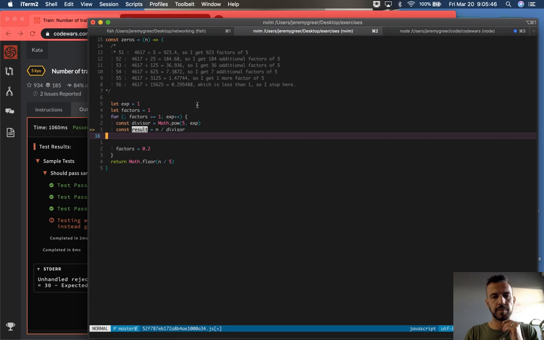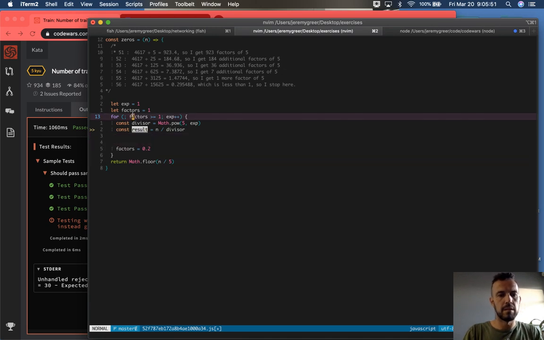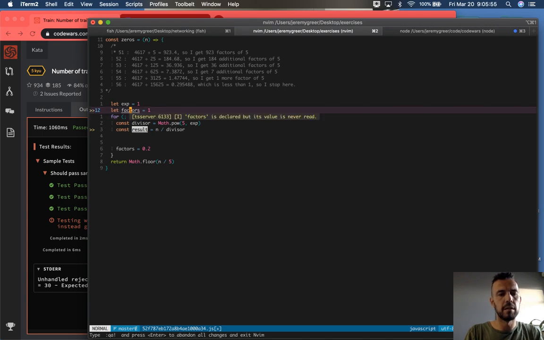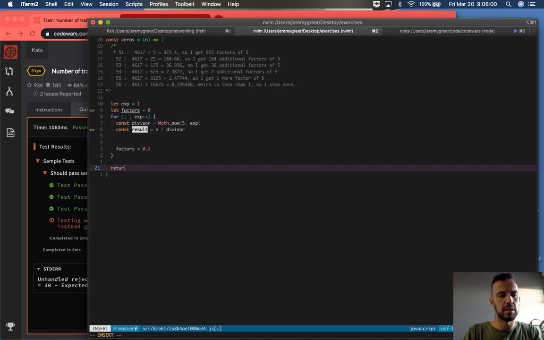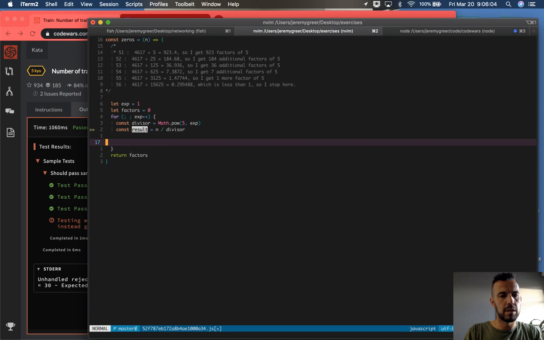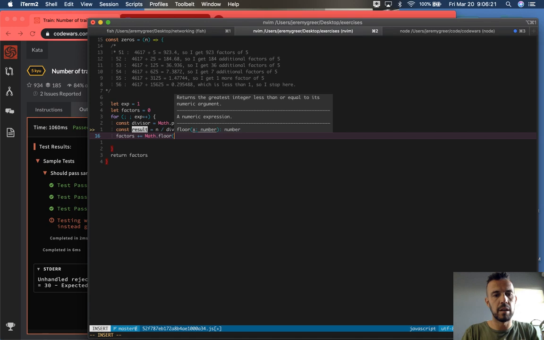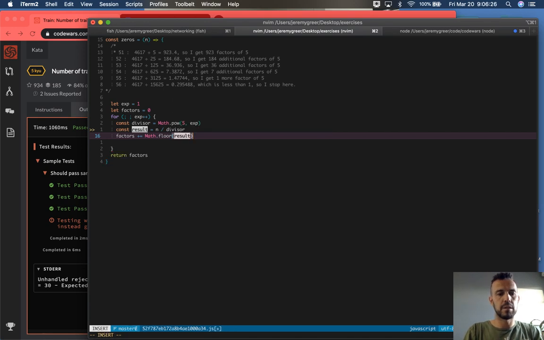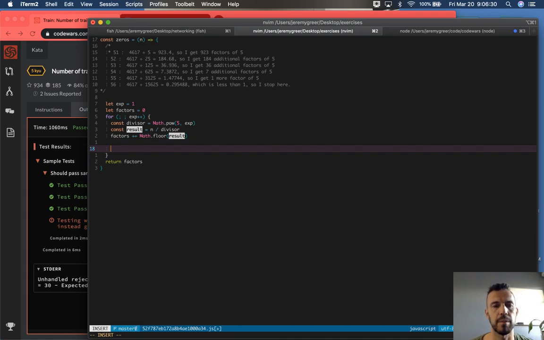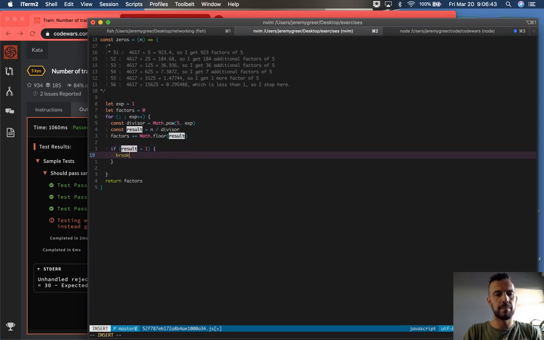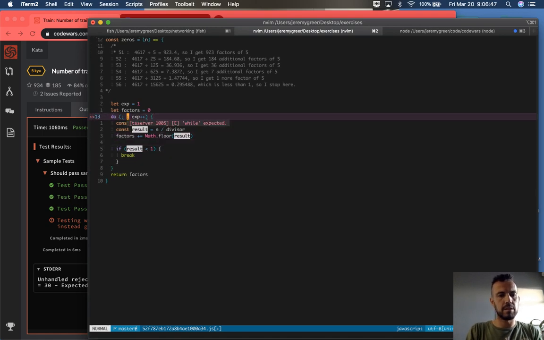So instead of having this conditional, we could just bail out of here. This is our result, and we're going to add any whole values here. So we're going to floor the results, and now we're going to add a condition to see if we should bail or if we should keep going. So let's say if the result is less than 1, break. We could just change this, but let's keep it like that.